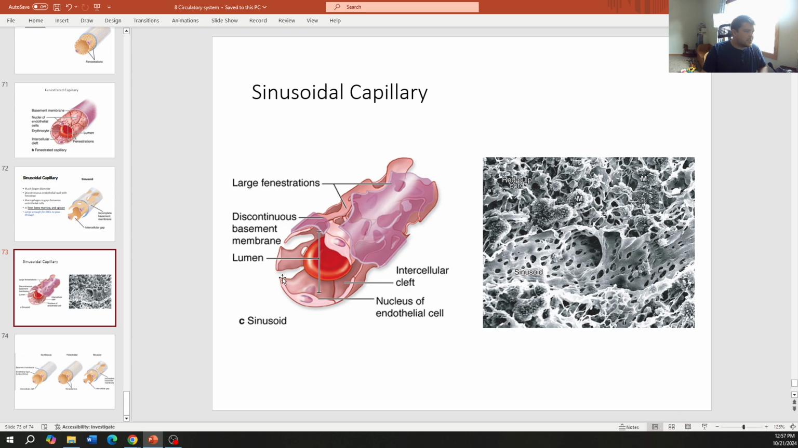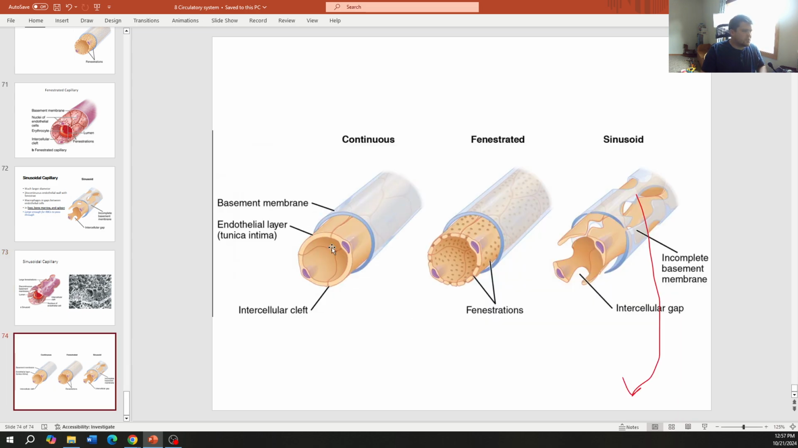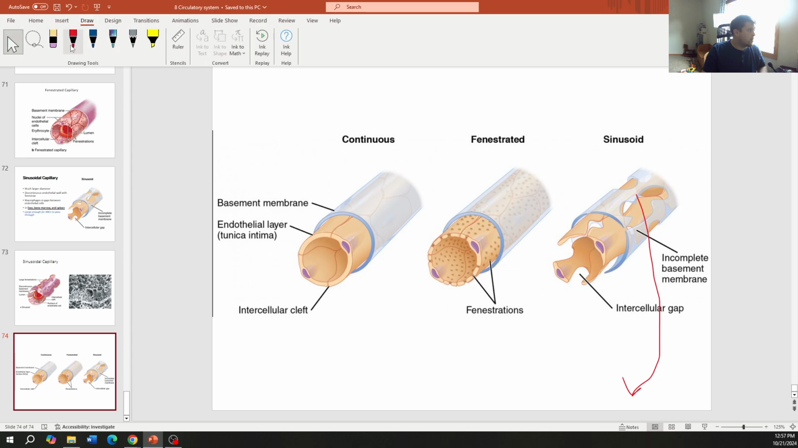Another couple of pictures, and this is just what they look like individually. Things to remember about these: which one has holes, and whether it's continuous or not. The continuous and fenestrated have a complete basement membrane. Sinusoid has an incomplete basement membrane.